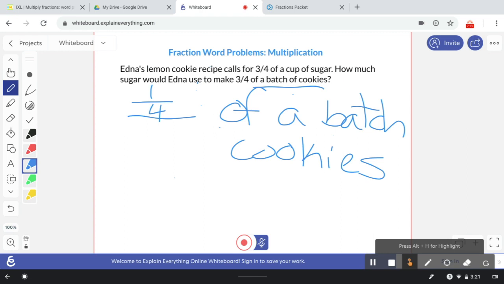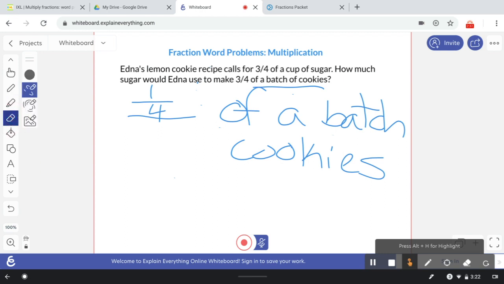One thing to always remember when you're multiplying a fraction, it's a trick. You're not really multiplying. You're taking away from it. You're taking a part of something. You're taking a fractional part of it away from it. So really, you're not multiplying, you're pulling away from it. So in this case, 1/4 of a batch of cookies, I would need to multiply.